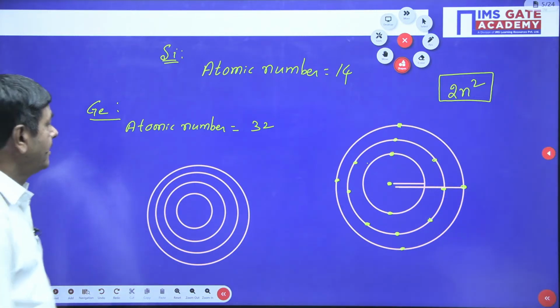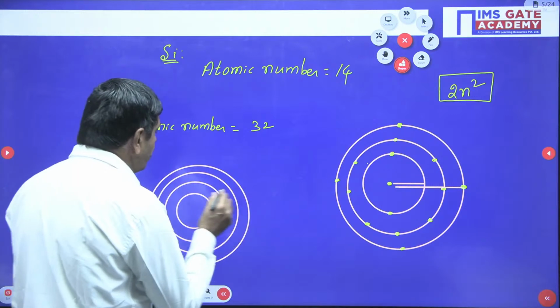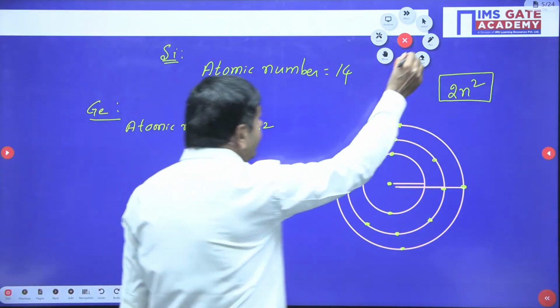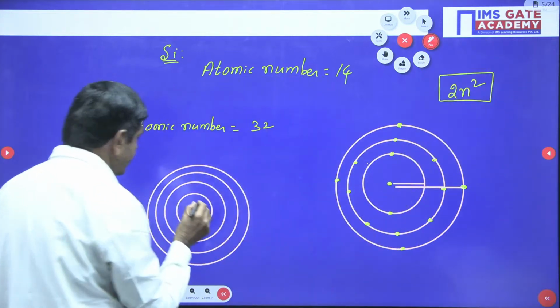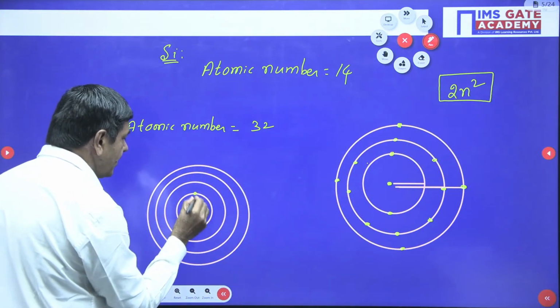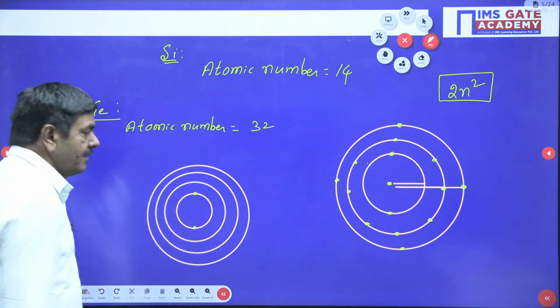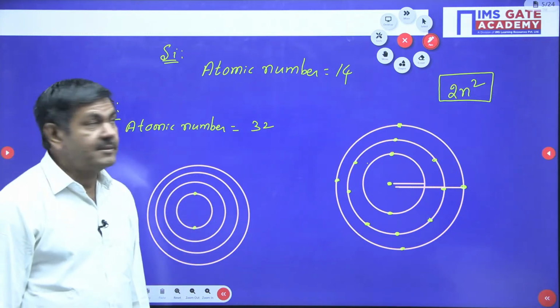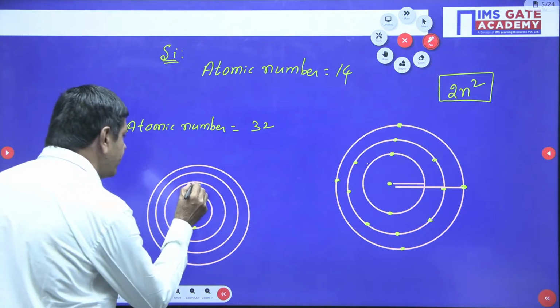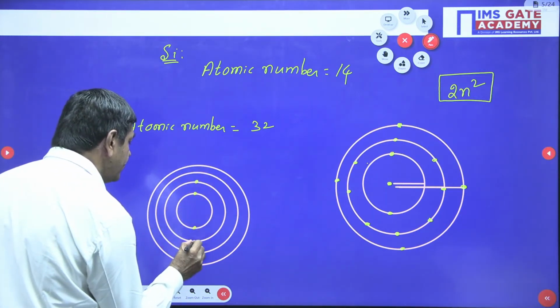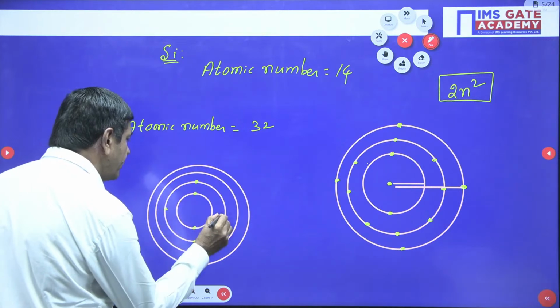32 means 2 electrons are occupied in the first orbit. You know the first orbit can accommodate 2 electrons. Yes, 2 electrons are existing here. n equal to 1, n equal to 2: 2 squared is 4, 4 into 2 is 8. 8 electrons are accommodated here now.